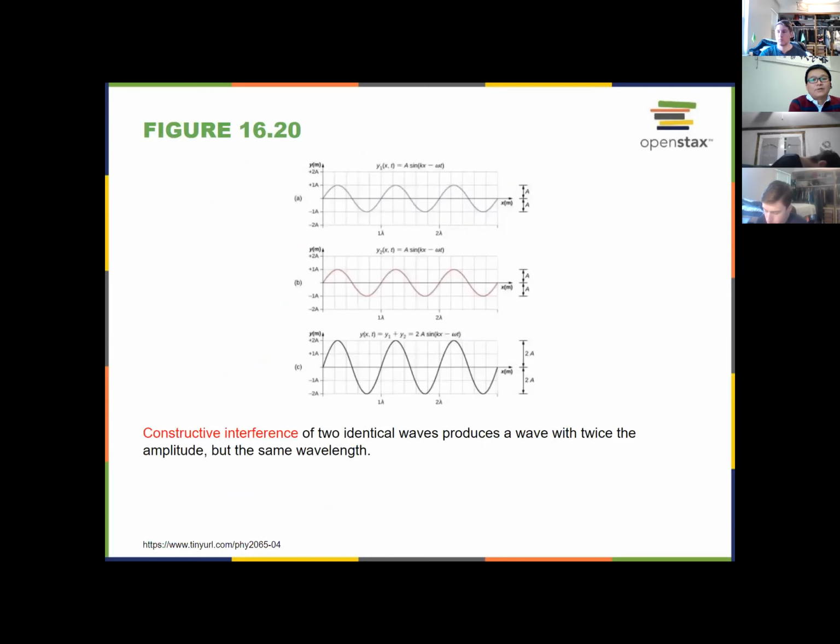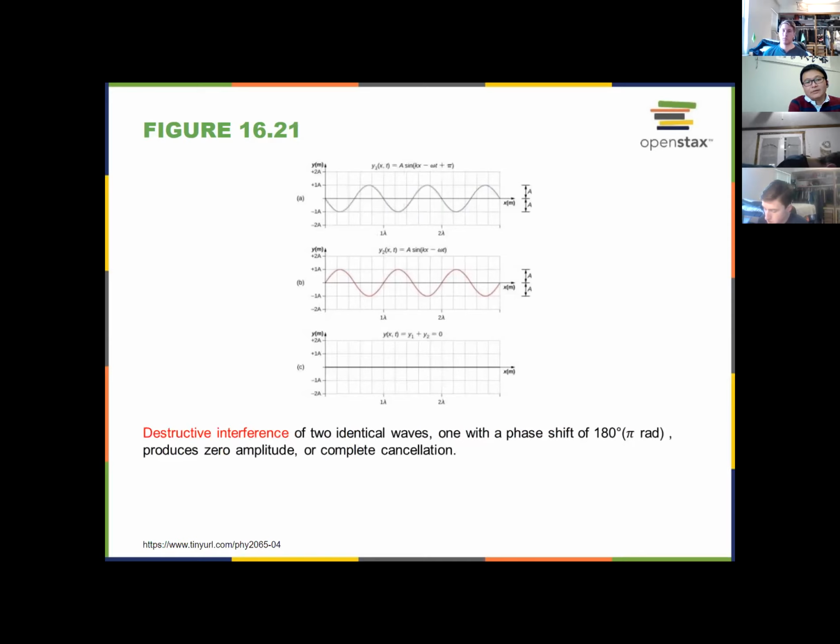For two identical waves, if they meet at the same location, they will add up. If peak meets peak, then you have the intensity add up. If peak meets valley, then they cancel out. So then it's called destructive interference. The previous case is constructive interference, okay?